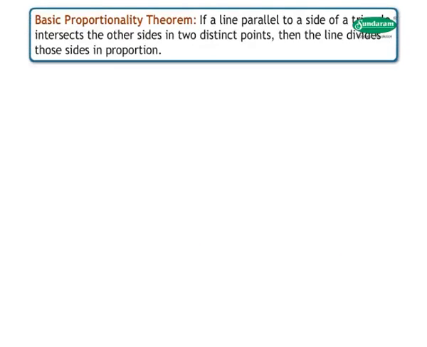Now let's study the basic proportionality theorem, BPT. If a line parallel to a side of a triangle intersects the other sides in two distinct points, then the line divides those sides in proportion.